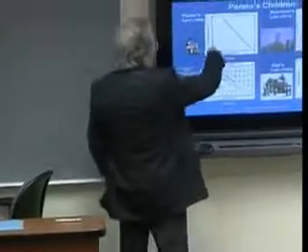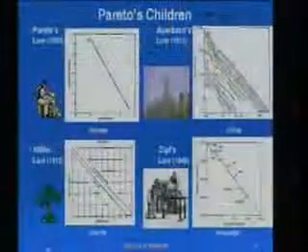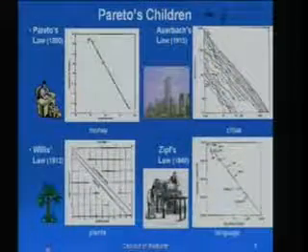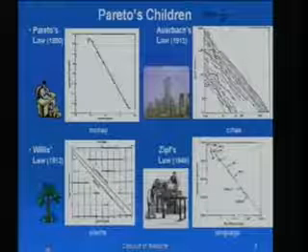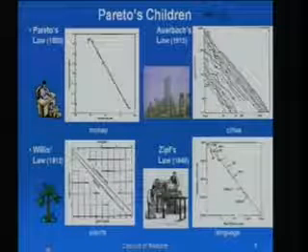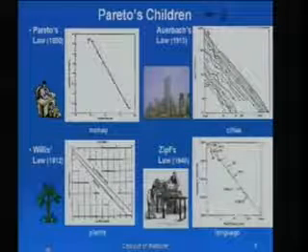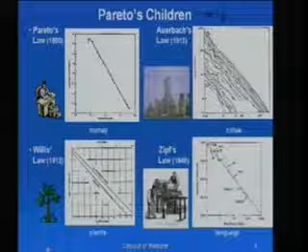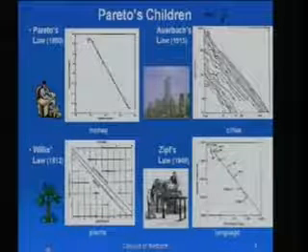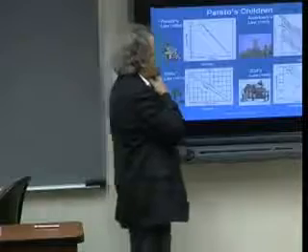And it turned out this is the log of the level of income versus the log of the number of people that have that income. It's an inverse power law. This happens to be the United States circa 1918. Then you had a number of people applying these same kinds of ideas to other phenomena.